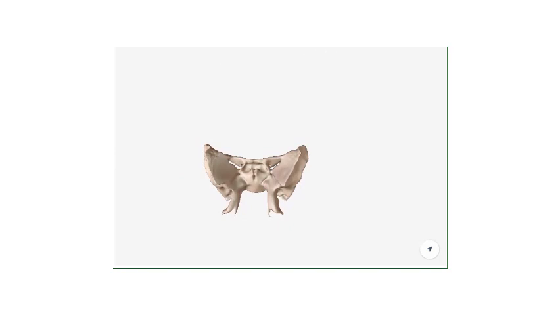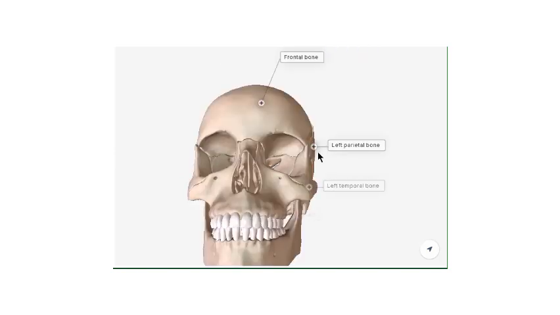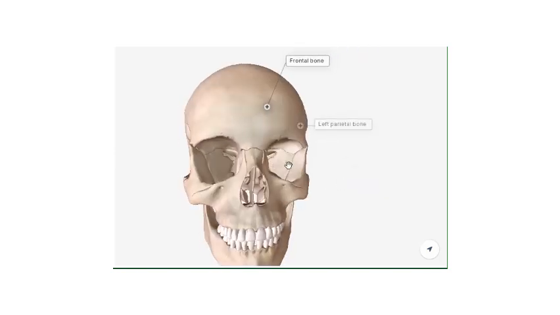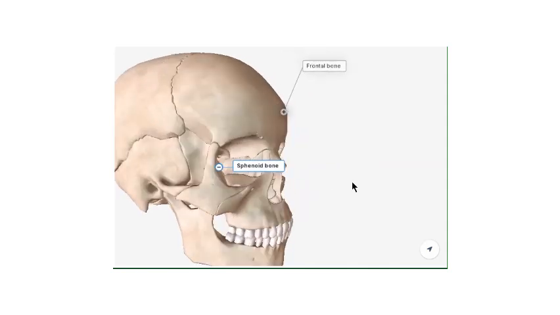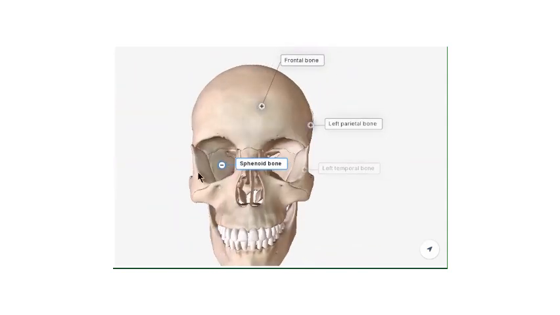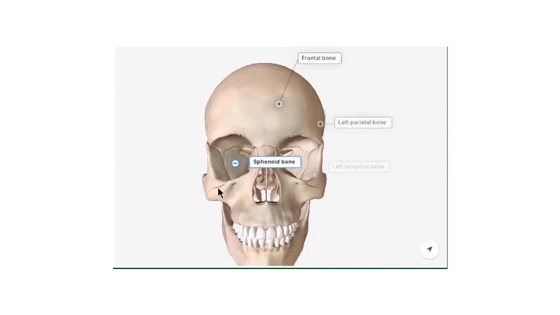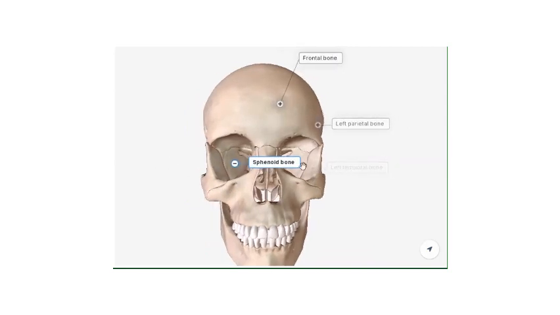Let me try to go back to the whole skull, right? And I am going to put a label for you right there. Right, sphenoid bone. Another bone here. Oh, sorry. Let's go back to the sphenoid bone for a little bit first. The sphenoid bone actually makes up the back of your eye socket, right? As you can see, it makes up the back of your eye socket.